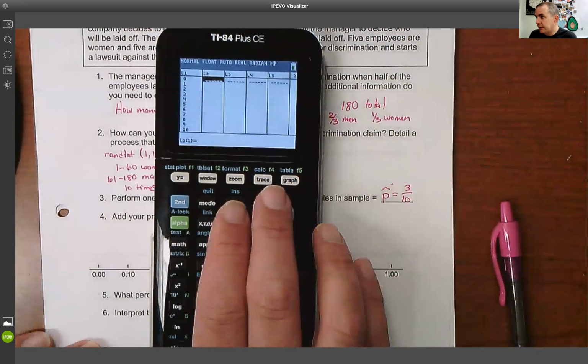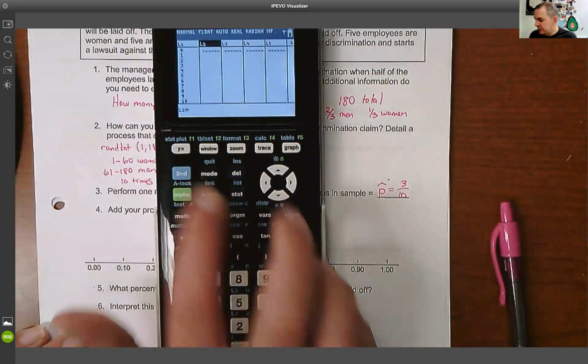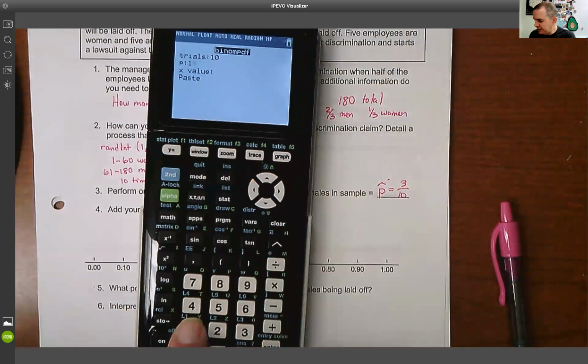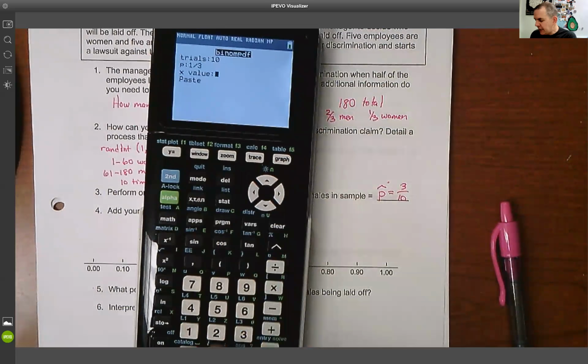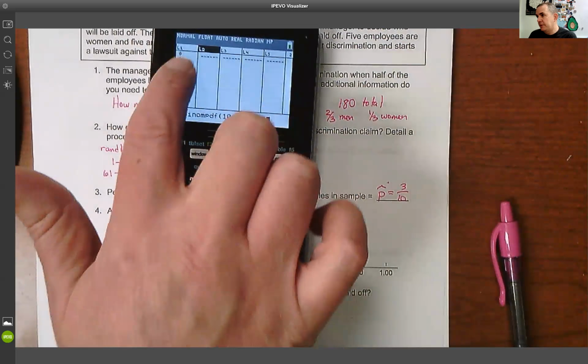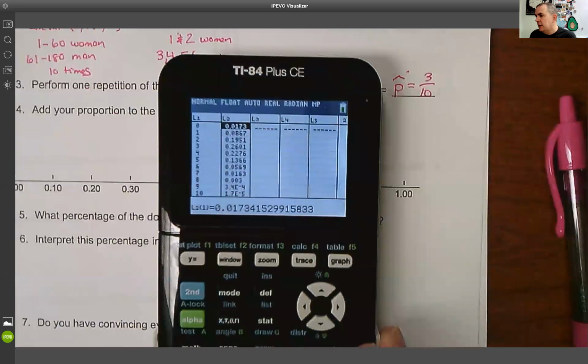So now I'm going to go up to the header and use second vars, and I'm going to use binomial PDF. That's our exact value. 10 trials, probability of success is 1/3, and I'm going to tell it to look at the L1 column. So what's going to happen is, for every single one of these, it's going to figure out the probability of getting exactly that many. When I do that, I'll bring it on down so you can see it.